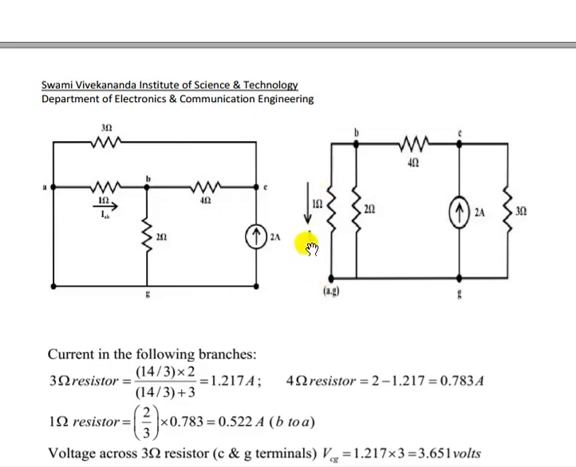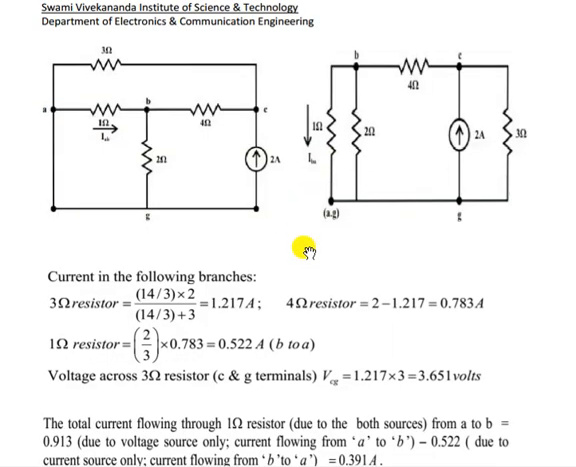So we require to find out the current through the 1 ohm resistor. Current flowing through the 3 ohm resistor, how can we find it? Total current into the other branch resistance divided by total branch resistance. So what is the other branch resistance? 2 parallel with 1 plus 4. That is 2 by 3 plus 4, that is 14 by 3, plus 3 gives total resistance, and 14 by 3 into 2. We get 3 ohm resistor.